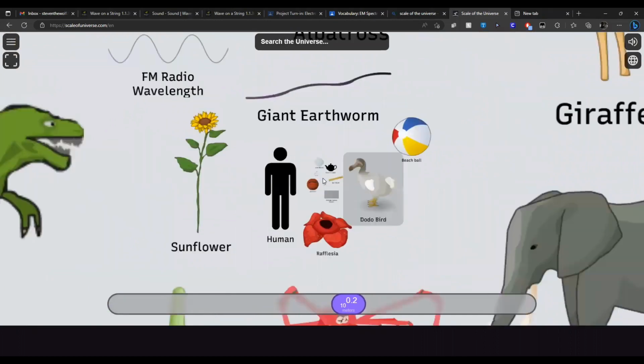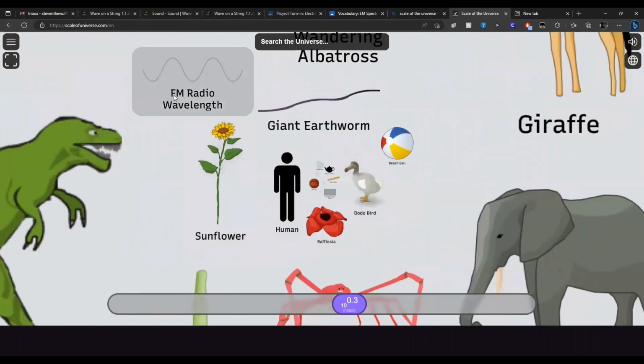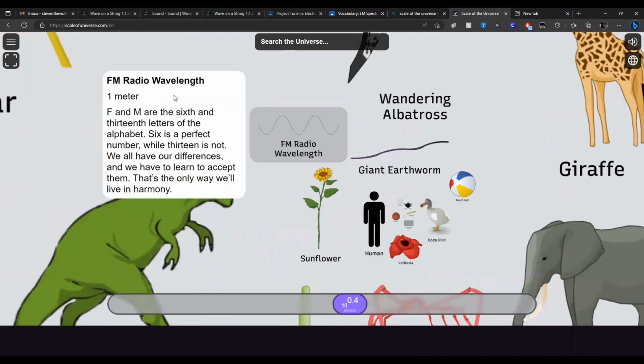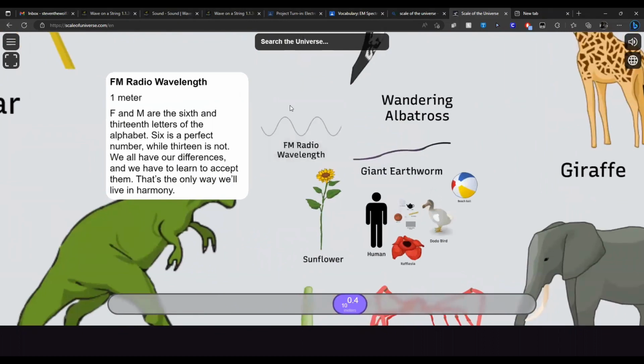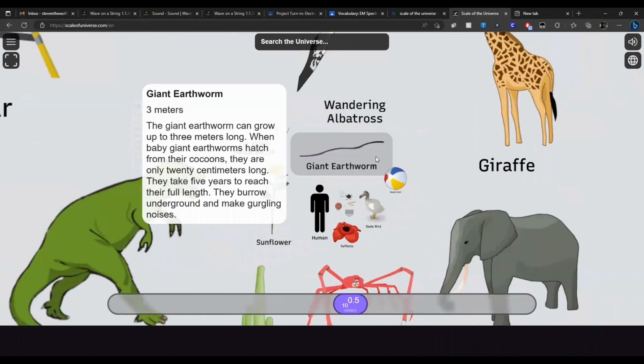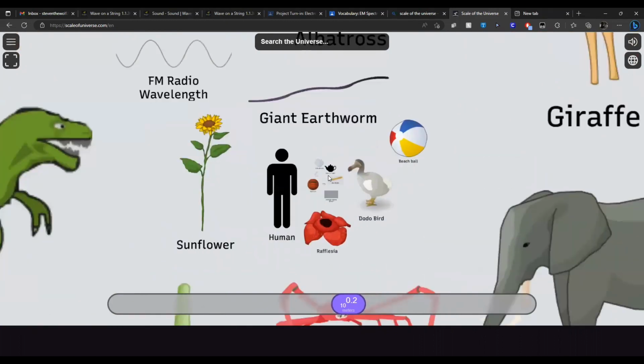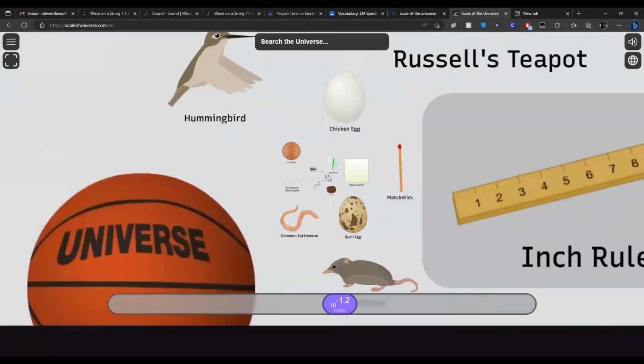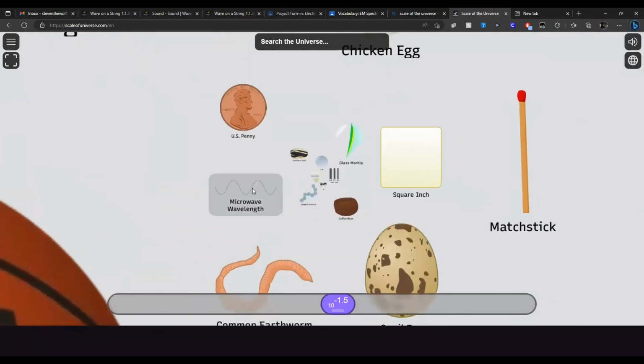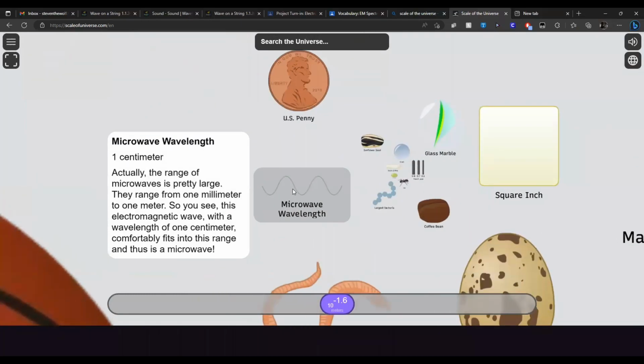However, the FM radio wavelength is only 1 meter, which is smaller than the giant earthworm. The microwave wavelength is 1 centimeter. Microwaves need close proximity to their transmitter.